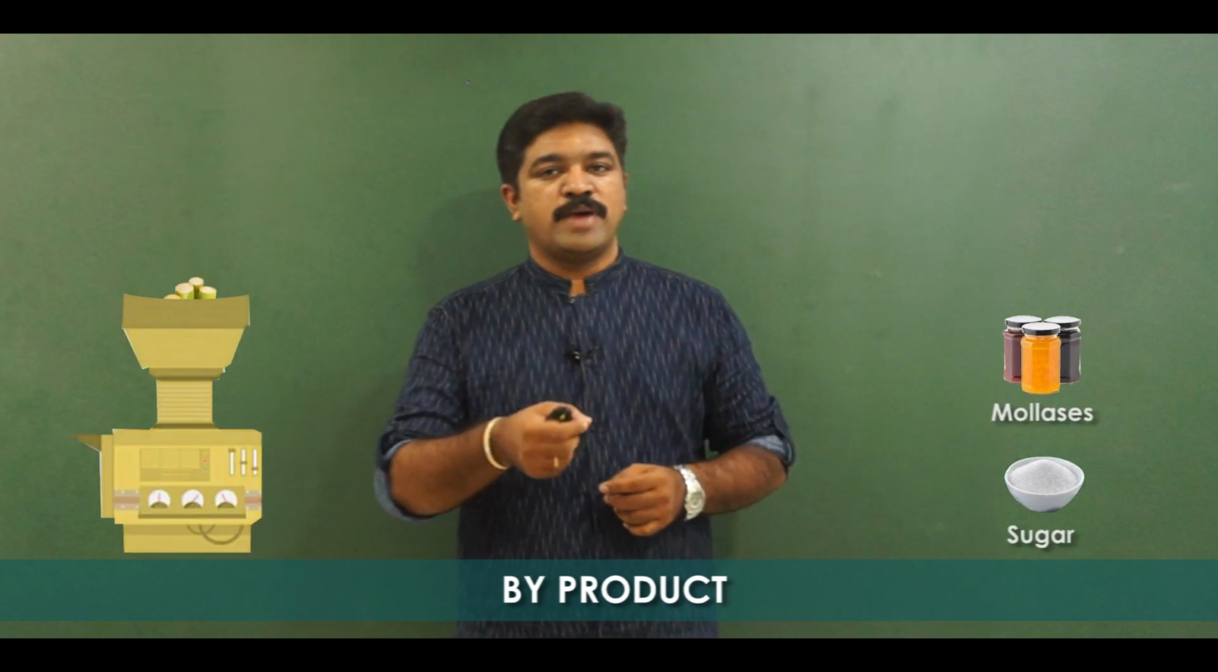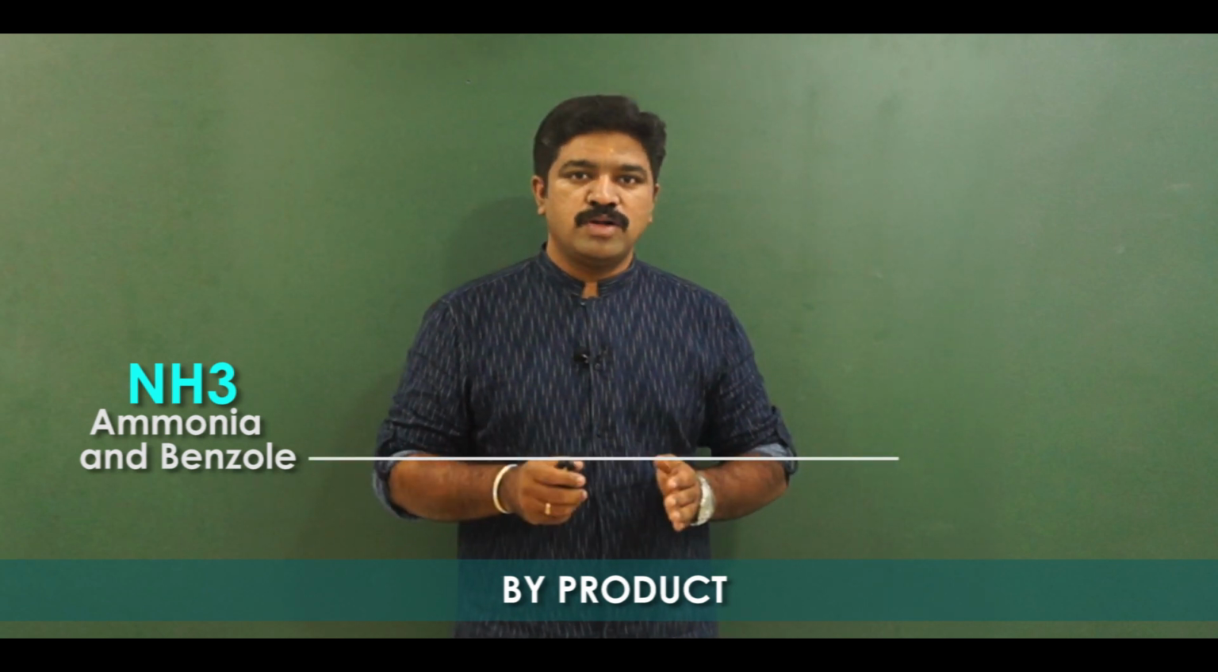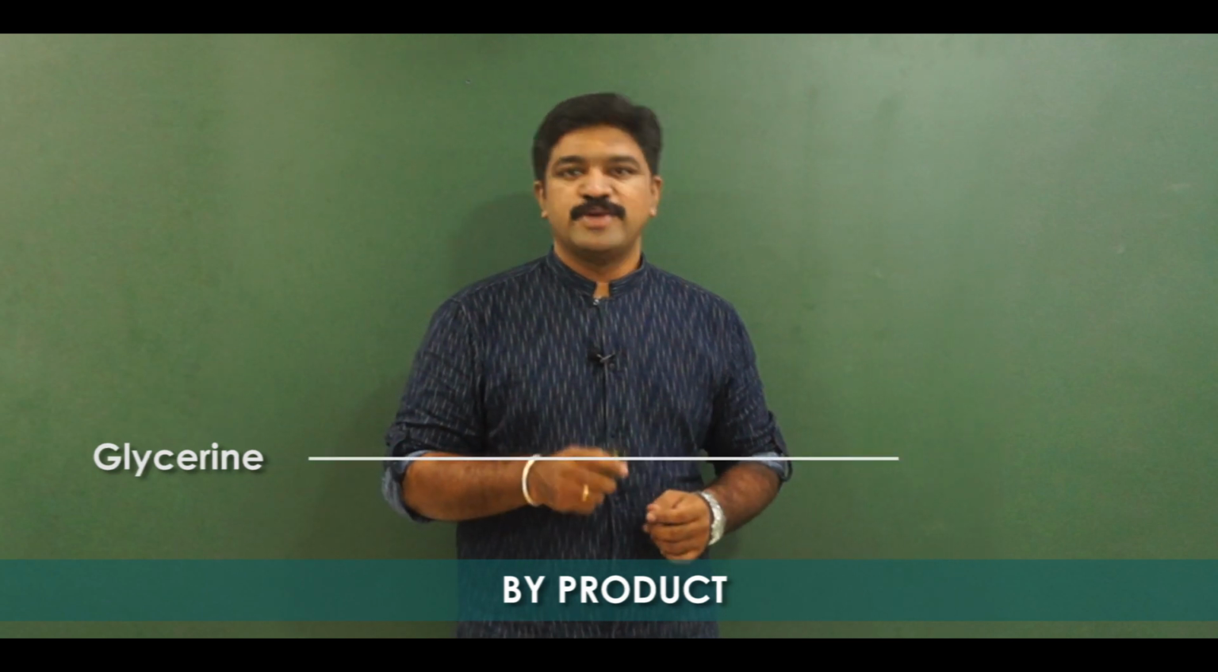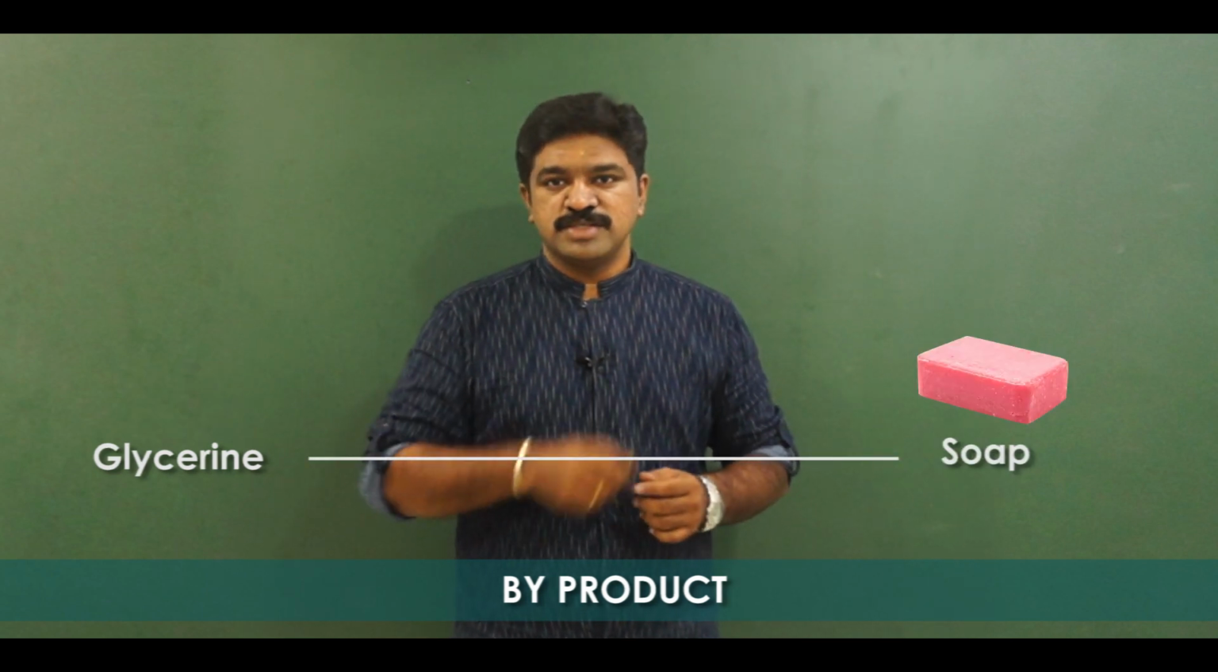Have a look at molasses. You get this when you manufacture sugar. Ammonia and benzol, you get all those when you carbonize the coal. Glycerin, you get this when you manufacture soap.